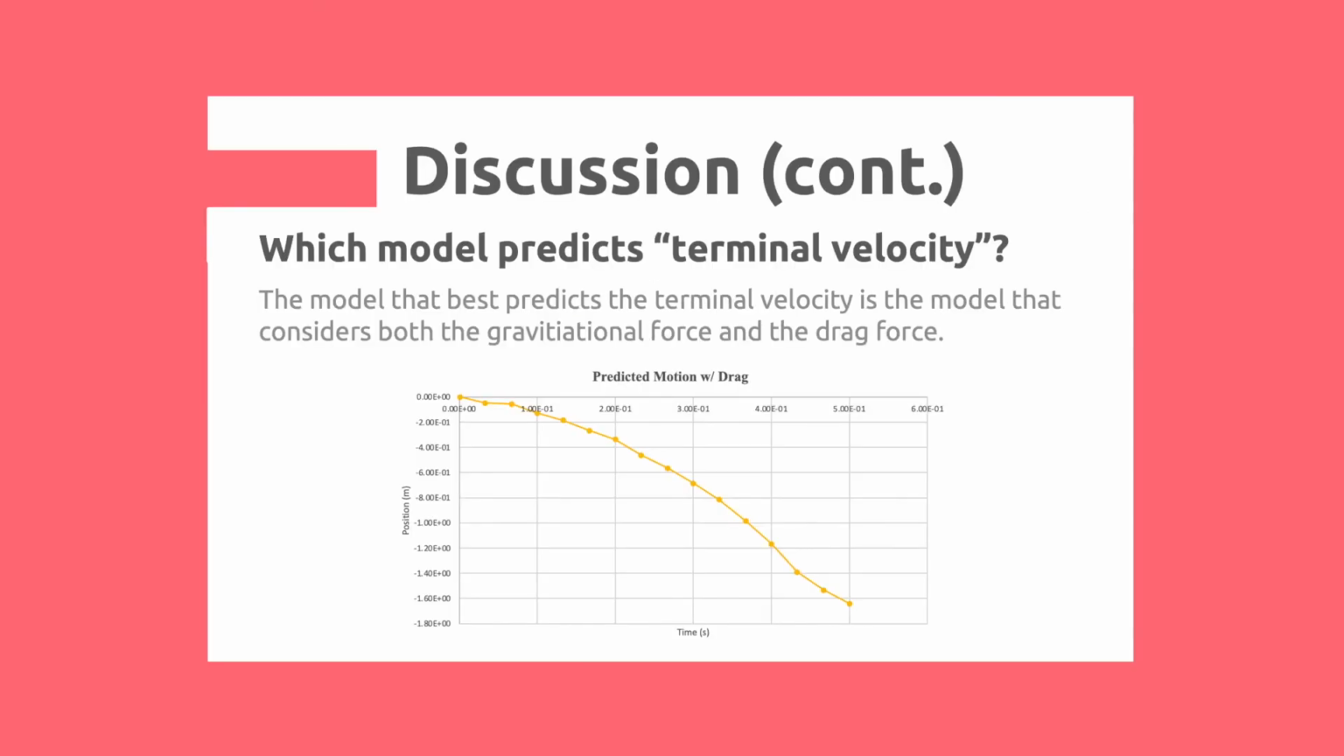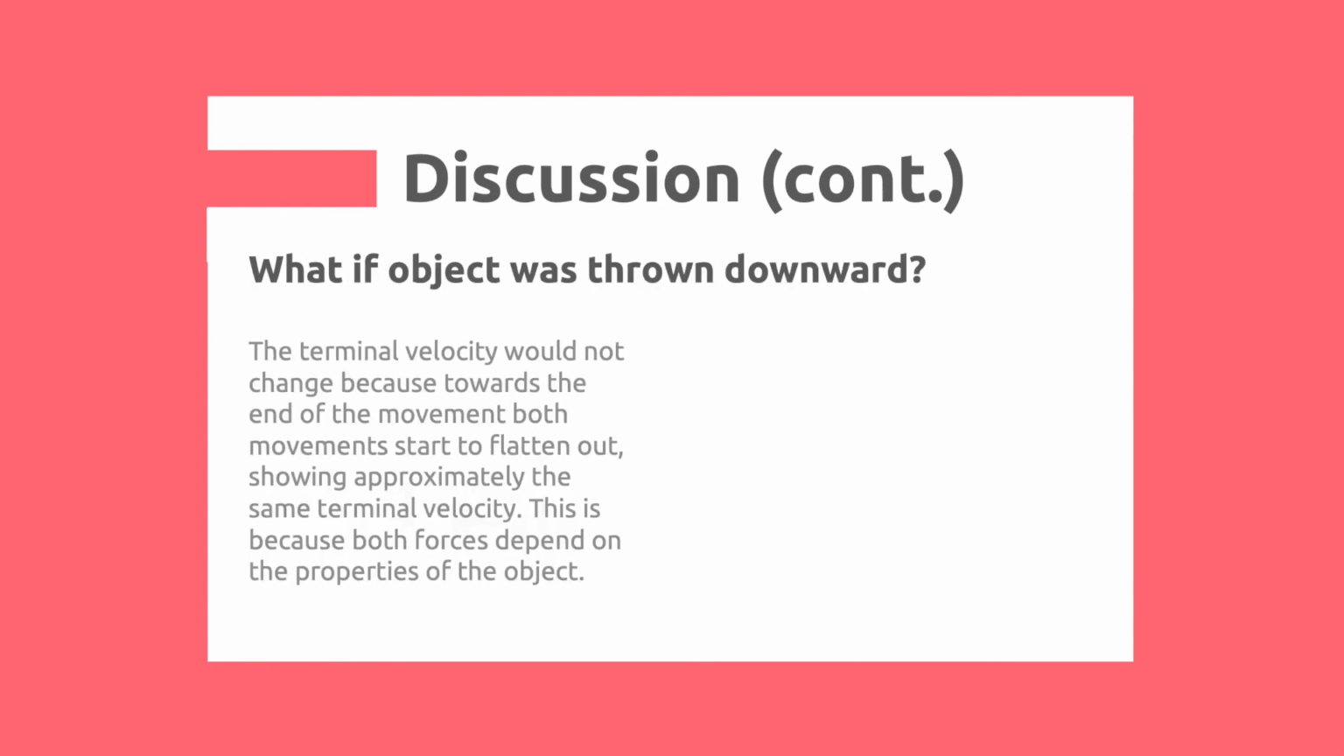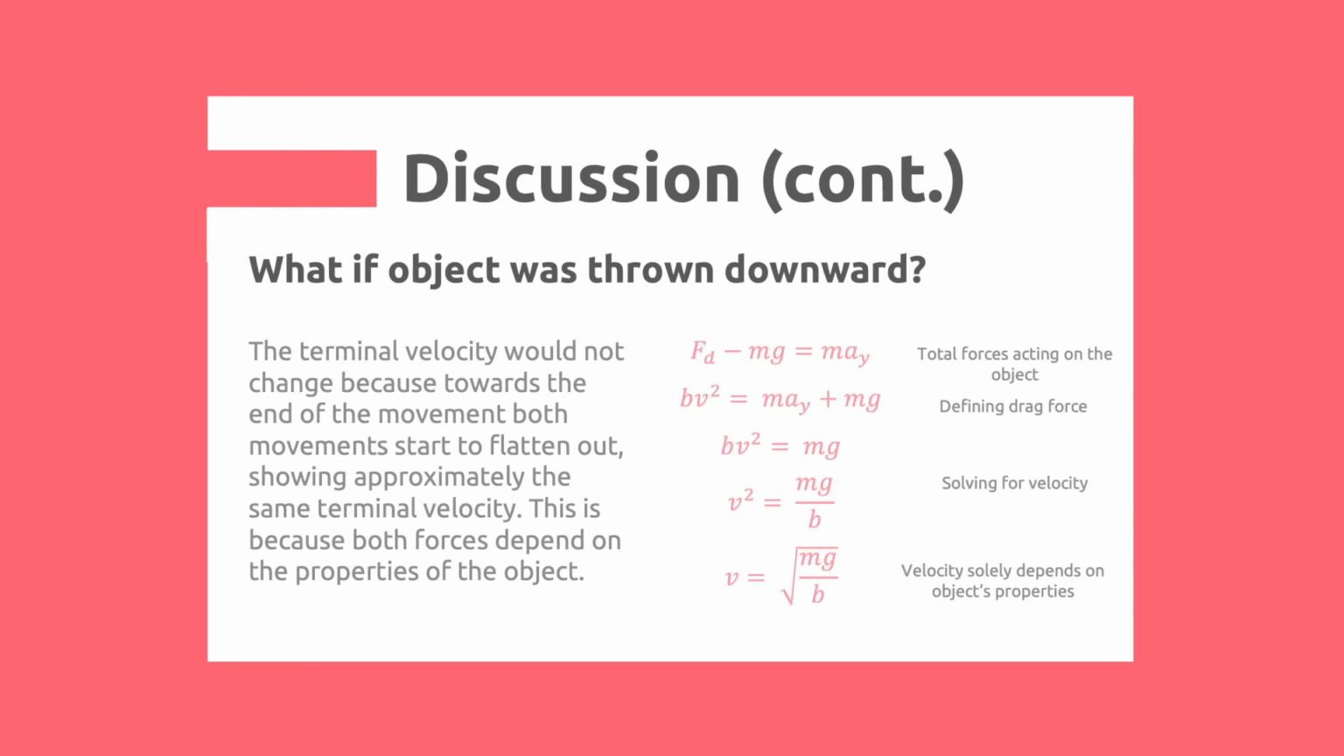Analyzing what model predicts better the terminal velocity allows us to conclude that it is the model that includes the drag force. Through the graph, we can see that towards the end of the movement, velocity starts to flatten out, different from the curve seen earlier in the movement. And if we ask ourselves what if the object was thrown downward, we would respond that the terminal velocity would not change because towards the end of the movement, both movements start to flatten out, showing approximately the same terminal velocity. This is so because both forces depend on the properties of the objects rather than other factors acting on the movement system. Calculating the terminal velocity, we can see that in the end, it only depends on the proportionality constant, gravity, and mass of the object.